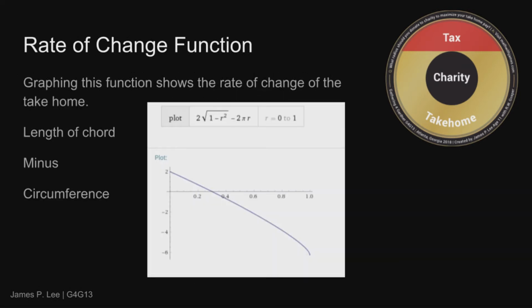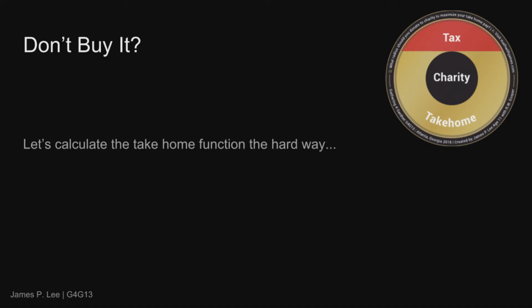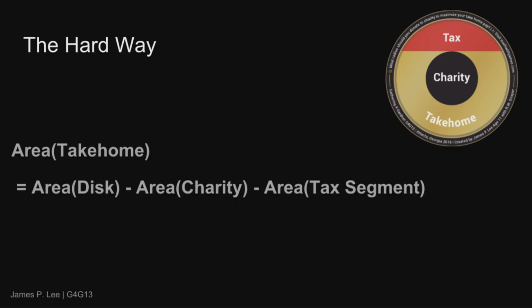Graphing this function shows this graph where the line crosses the x-axis at roughly 0.3, which is exactly where the square root of 1 over pi squared plus 1 is. If you don't buy it, I can show you how to calculate it the harder way.